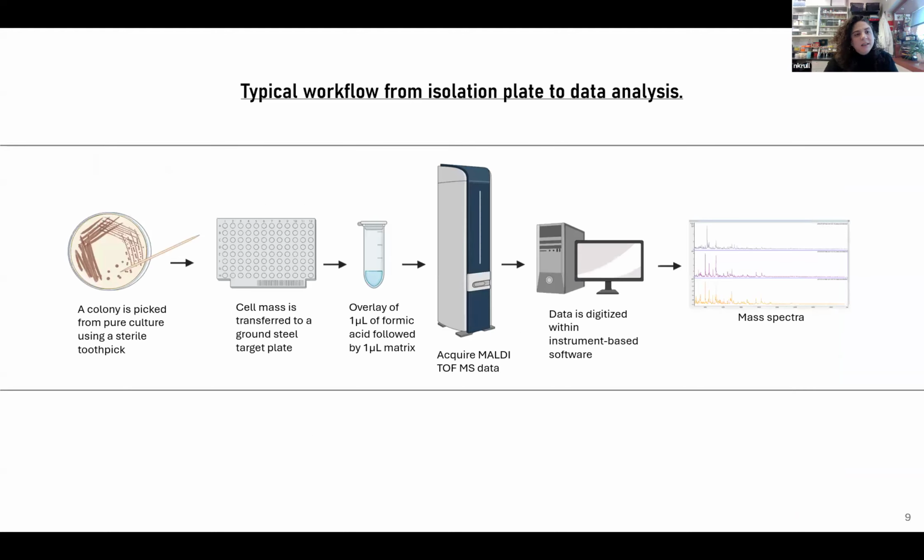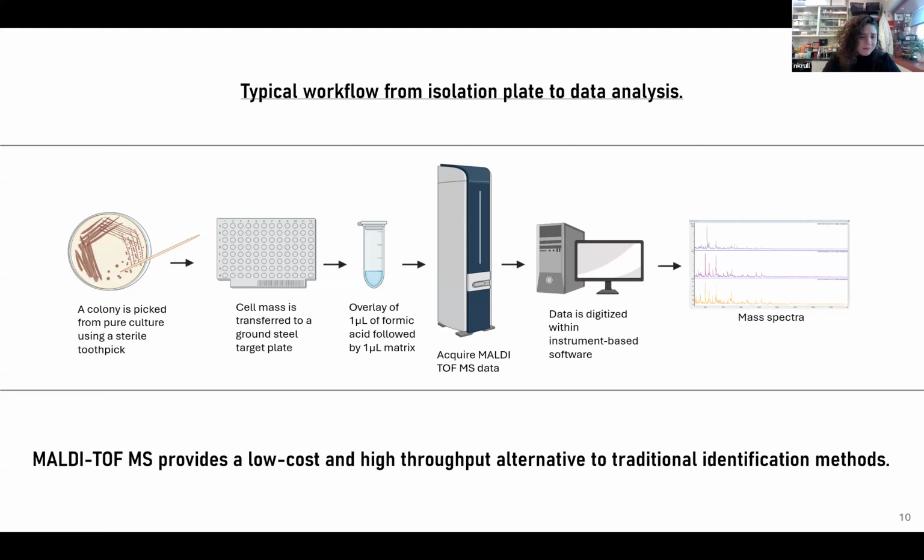And this makes sense. This is a quick and efficient way. I've given you here the workflow of isolation plate to data analysis. So we start here with picking a colony from pure isolation plates. Using a sterile toothpick, we take a thin layer of cell mass and apply that to a ground steel target plate. And from there, we overlay 1 microliter of formic acid and 1 microliter of matrix. You acquire the data, it is digitized within the instrument-based software, and then you get a mass spectrum.